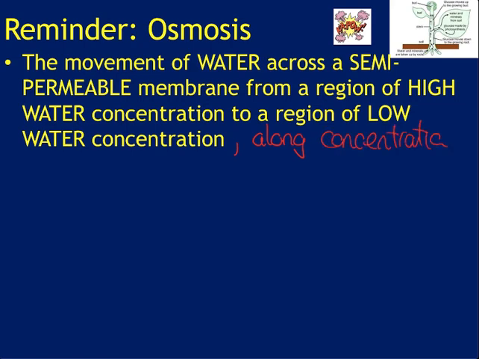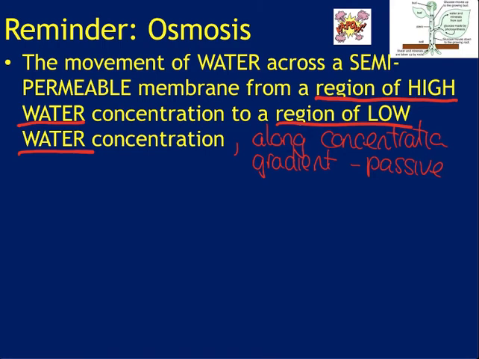And we had 2 types of transport, active transport and passive transport. And you should know that osmosis, moving from high to low, is passive transport. No energy is required because it's moving with the concentration gradient. So what's really important to know is that in a plant, if these conditions are met, you have a region of high water and a region of low water, osmosis is going to occur.